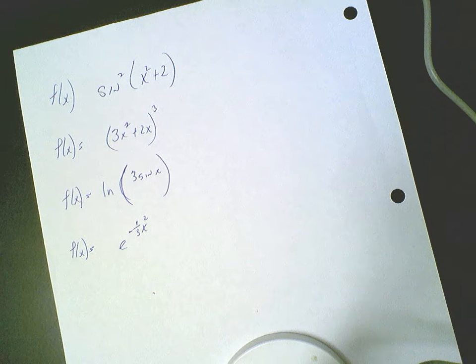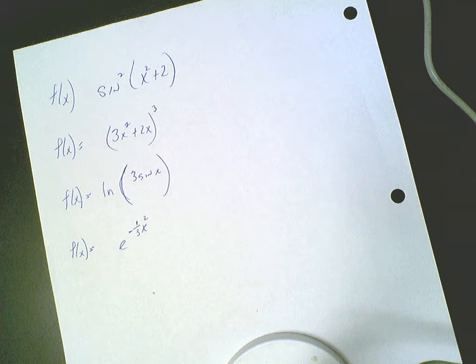There'll be things of the forms that you see down here. Sine squared of x squared plus 2. 3x squared plus 2x raised to the third power. The natural log of 3 sine x, or e raised to the negative 1/3 x squared power. And what you notice in all these is, hopefully, a composition of functions, one function stuck inside of another. And so when we look at the rate of change, the derivative of a composite function, we need to consider a few things.